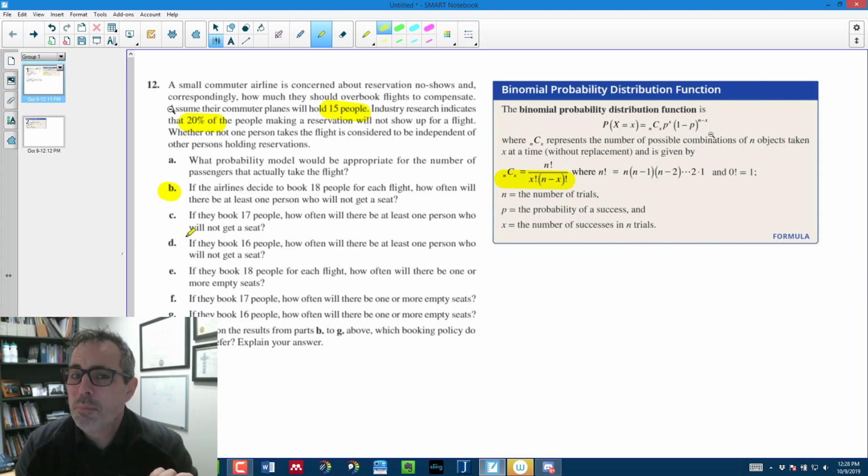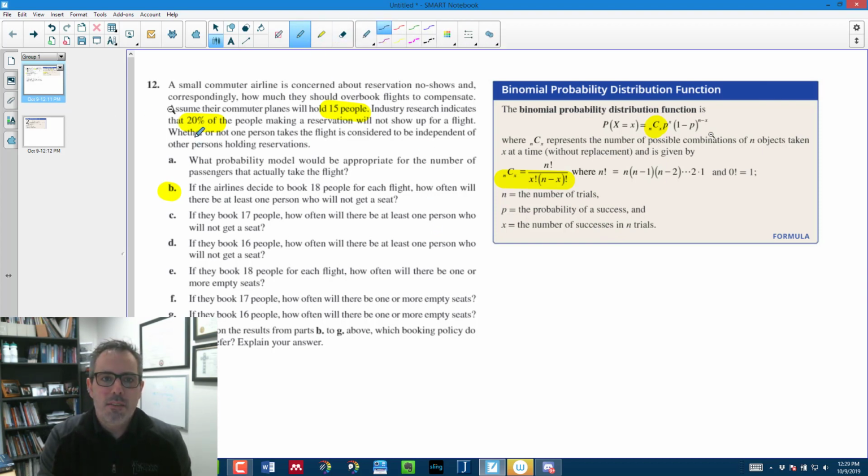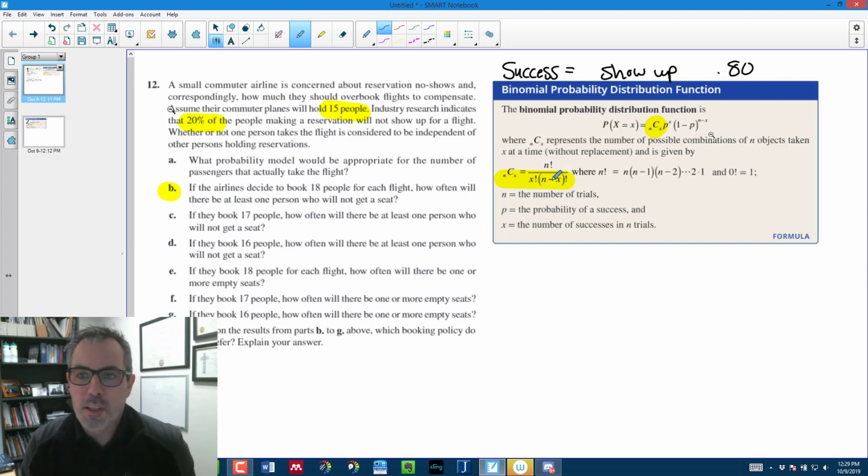Furthermore, it's a combination because it doesn't matter which order they show up. If it's Bob, Mary, Sue that are on the flight, that's the same as Sue, Mary, and Bob on the flight. Order's not important. So this first part of the binomial distribution is simply counting how many ways can this happen, right? In this case, I am going to say success is you show up, which means there's an 80% chance that you show up for a flight. So that's how I'm going to base it when I'm working through this.